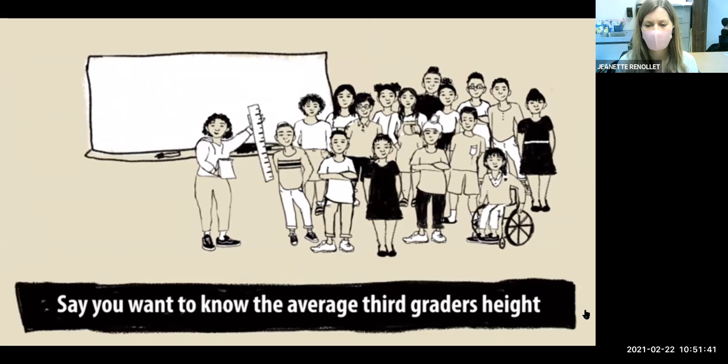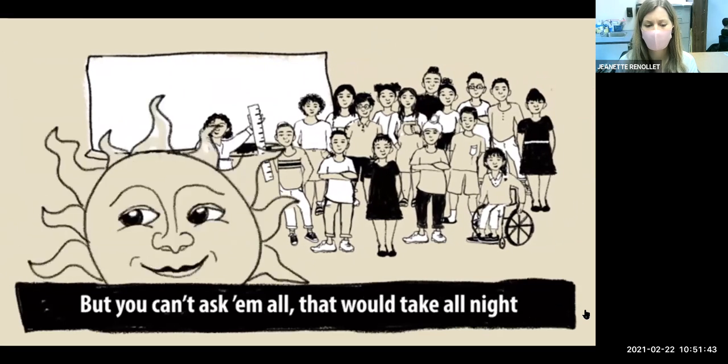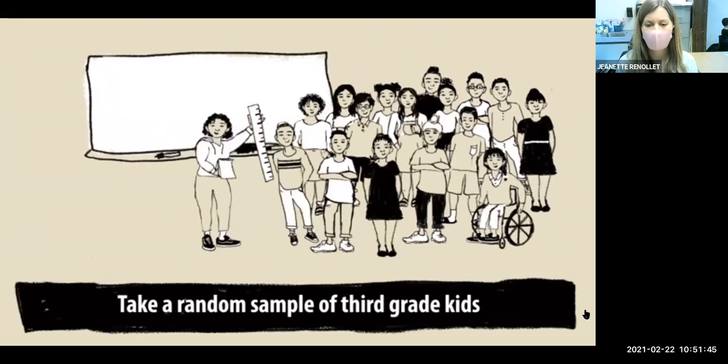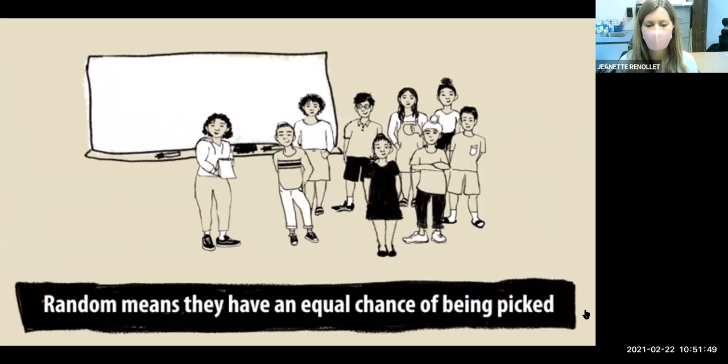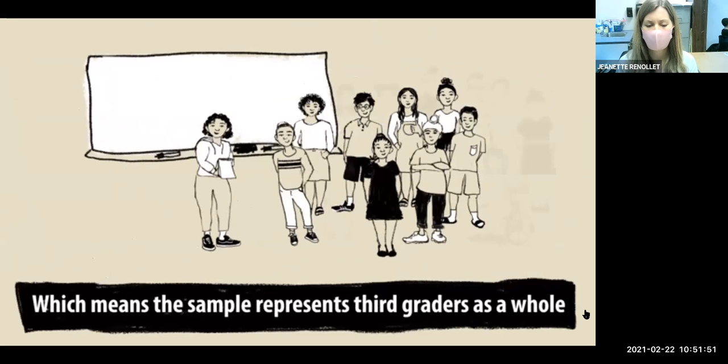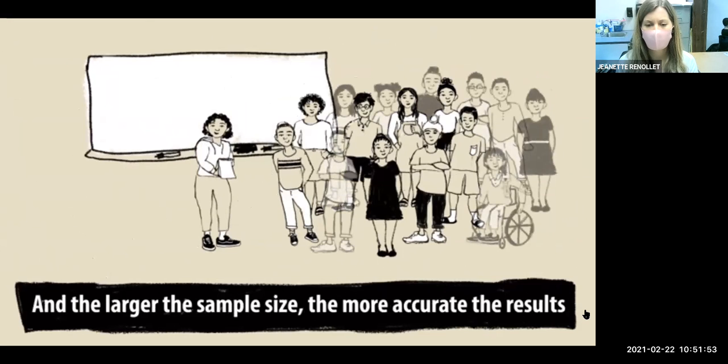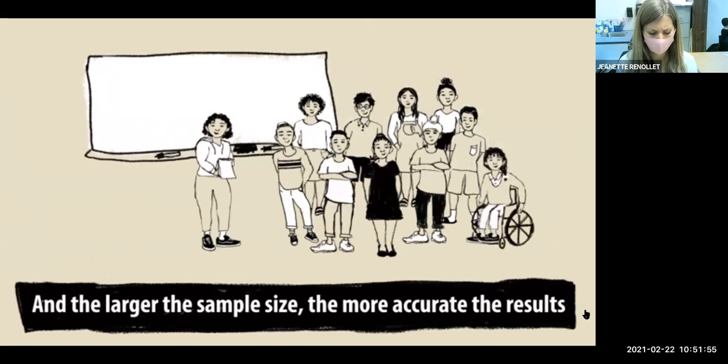Say you want to know the average 3rd grader's height, but you can't ask them all, that would take all night. Take a random sample of 3rd grade kids. Random means they have an equal chance of being picked, which means the sample represents 3rd graders as a whole. And the larger the sample size, the more accurate the result.